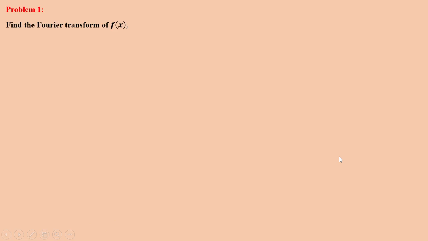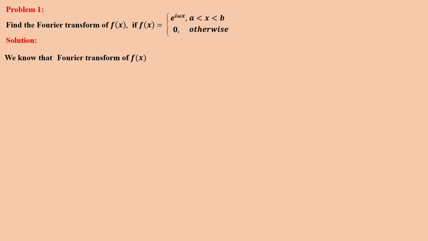So, problem: find the Fourier transform of f(x) if f(x) is equal to e^(iωx) if x lies between a and b, that is a < x < b, and 0 otherwise. We know from the definition of Fourier transform, the Fourier transform of f(x), which is equal to f bar of p, is equal to 1 by root 2π integral from minus infinity to plus infinity e^(ipx) f(x) dx.